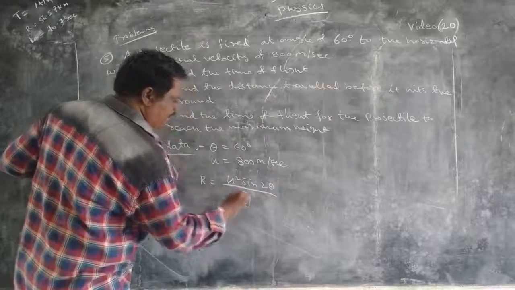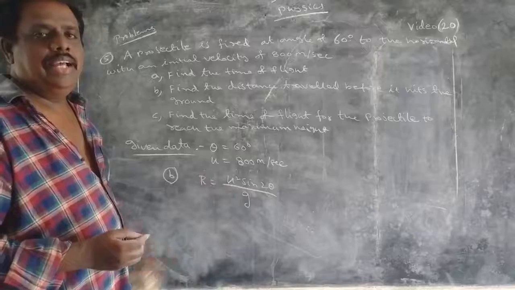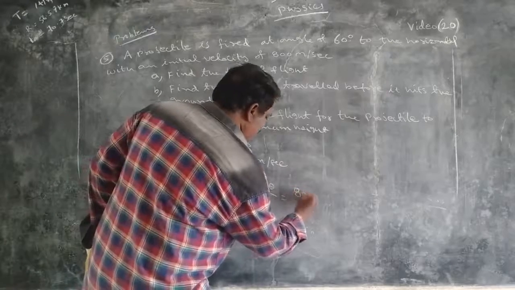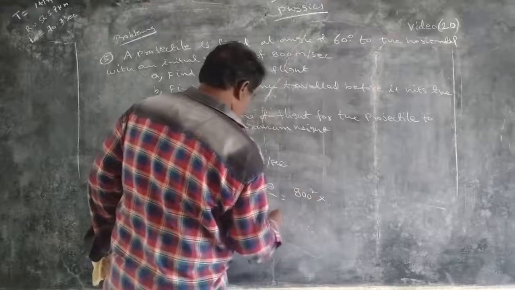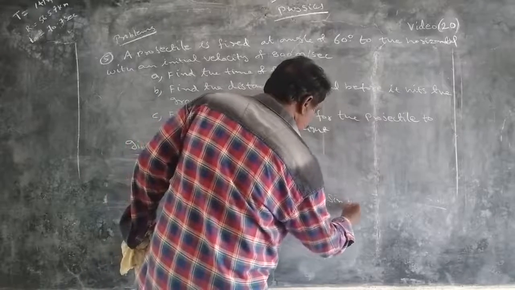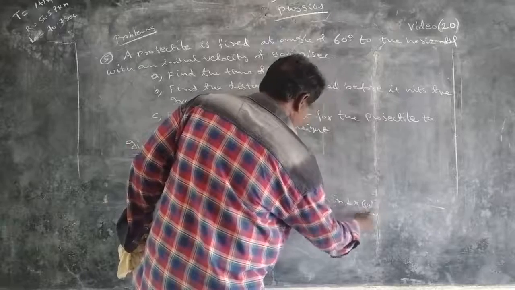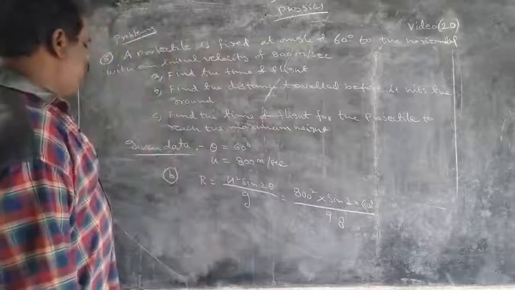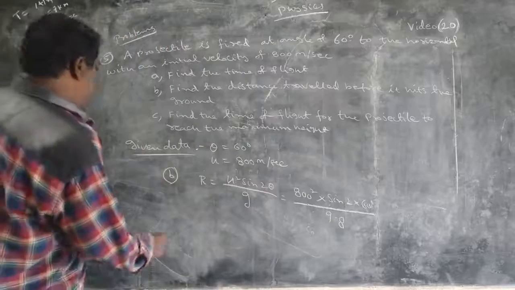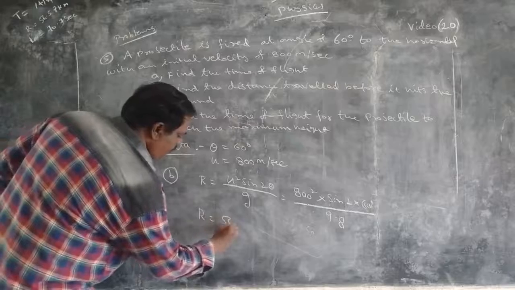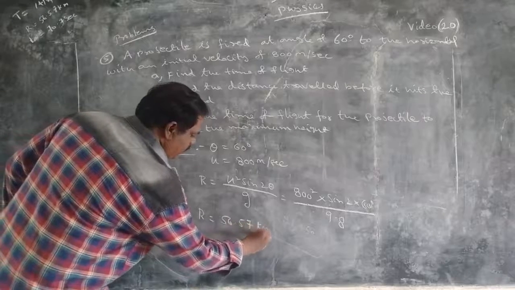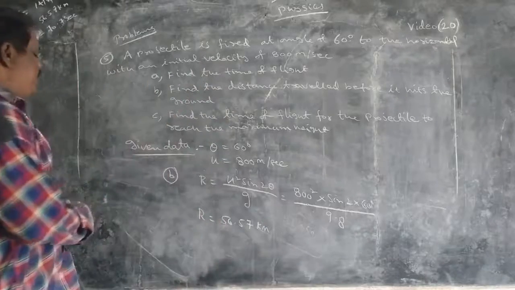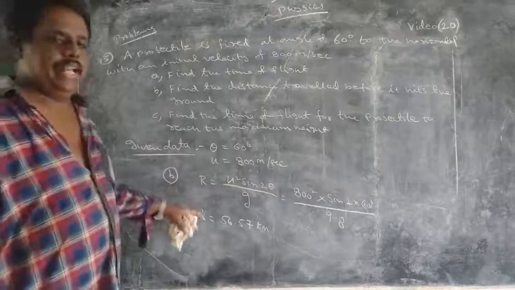We already calculated this in the previous class. We derived this expression for range. U square, that is nothing but 800 square, into sin 2 theta. Sin of 2 into theta value, 60 degrees, by the g value 9.8. On solving this, the range we will get is 56.57 kilometer. That is the range.